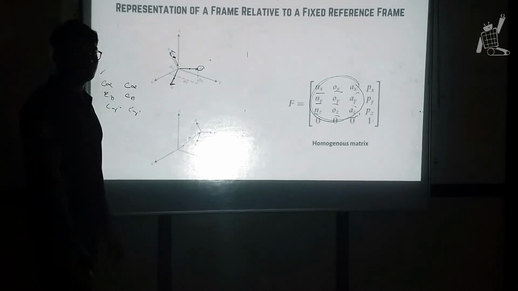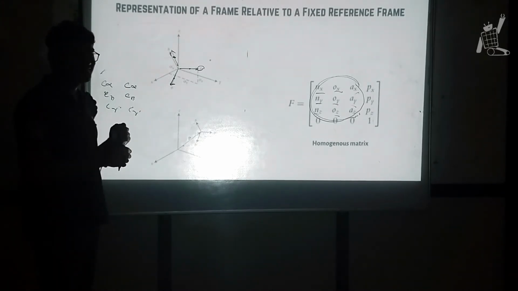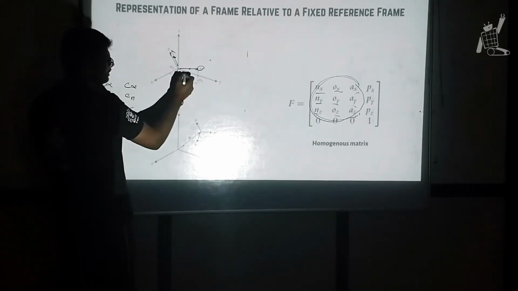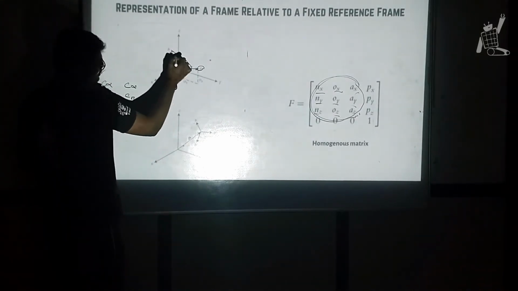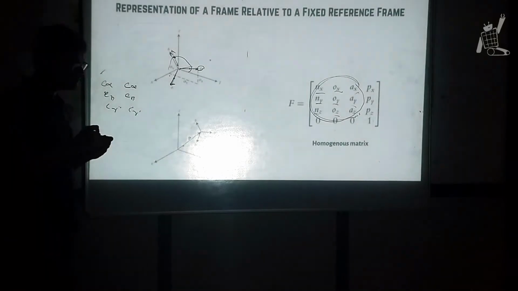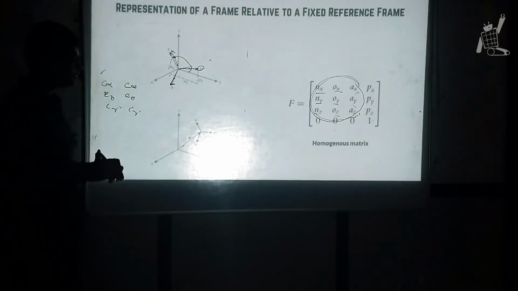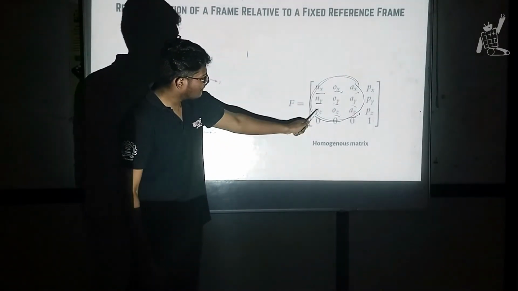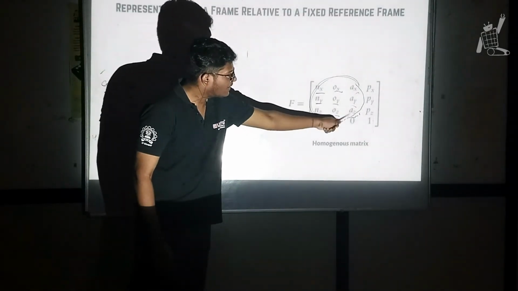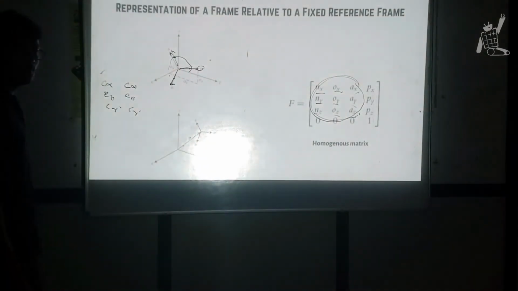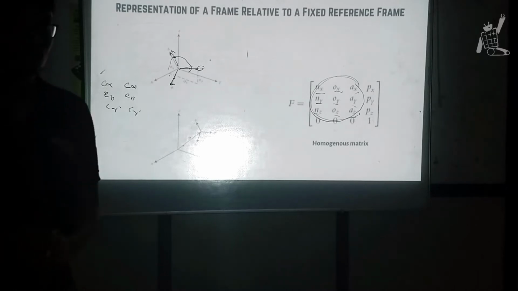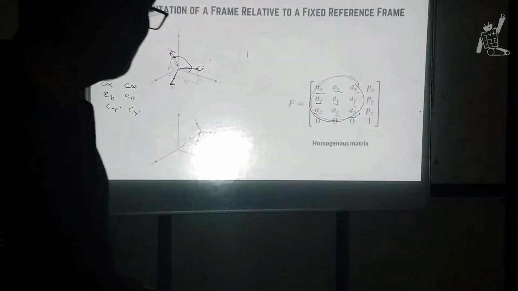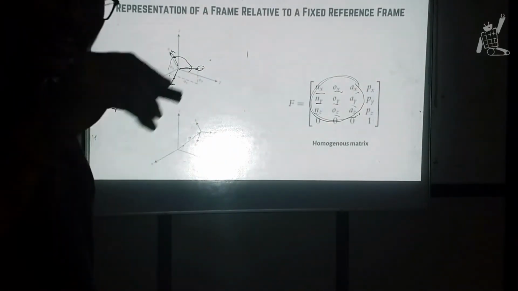Okay. Any doubts? By representing the direction cosines of each axis with respect to the x, y, z axes, we will get the orientation. So that is represented by nx, ny, nz, ox, oy, oz, ax, ay, az.